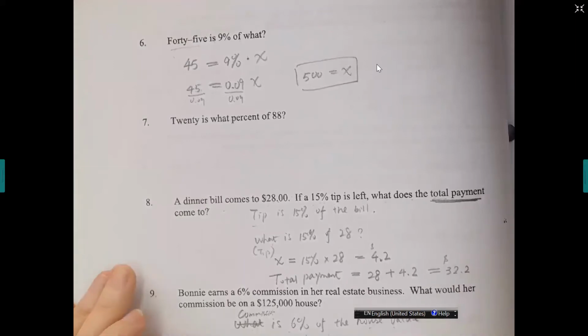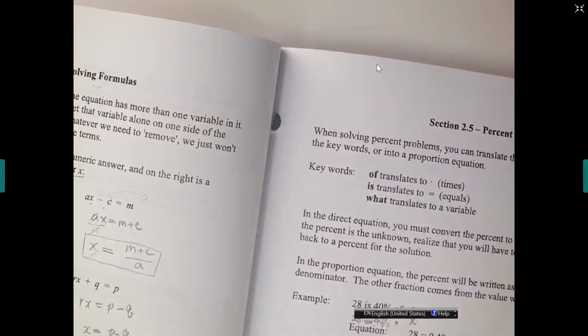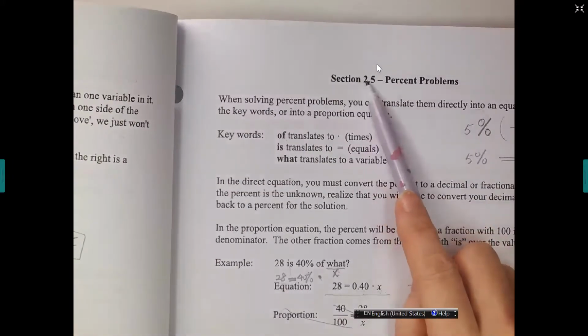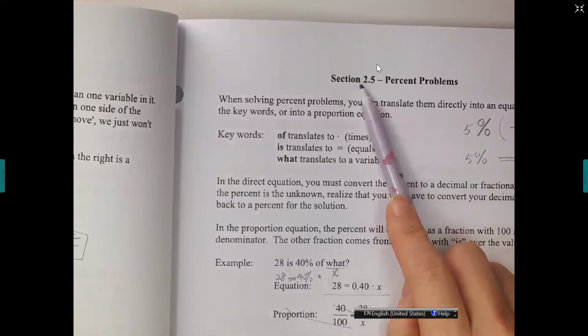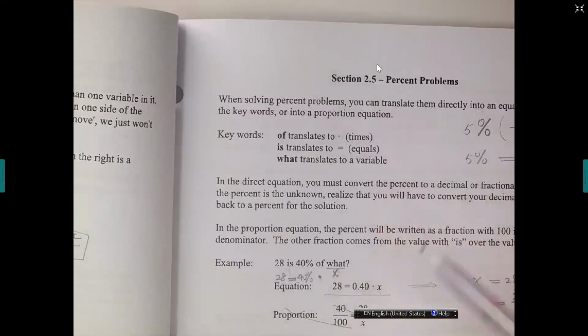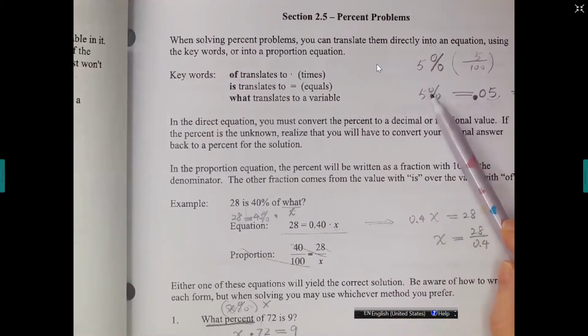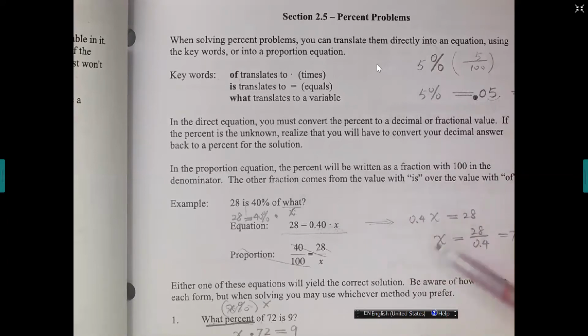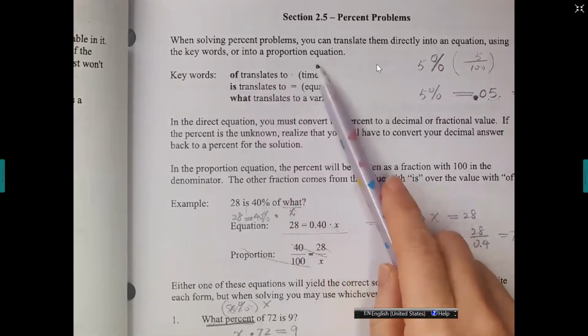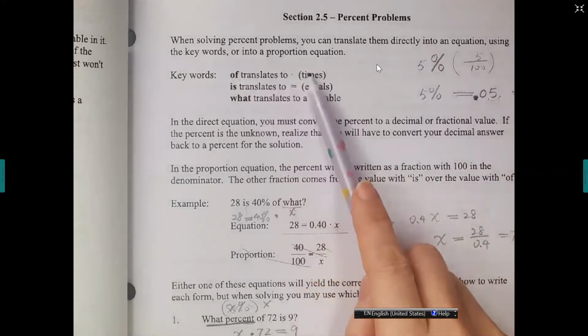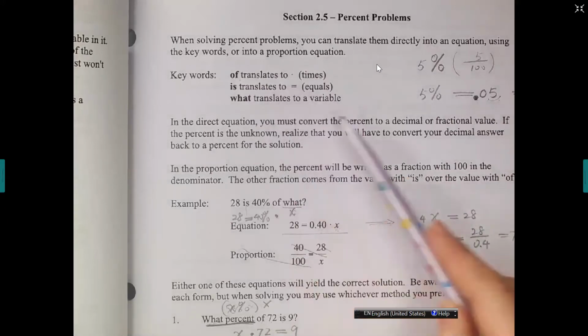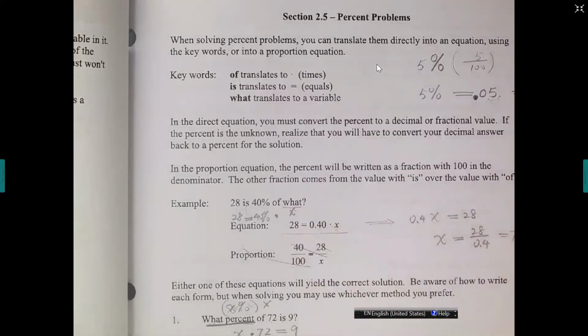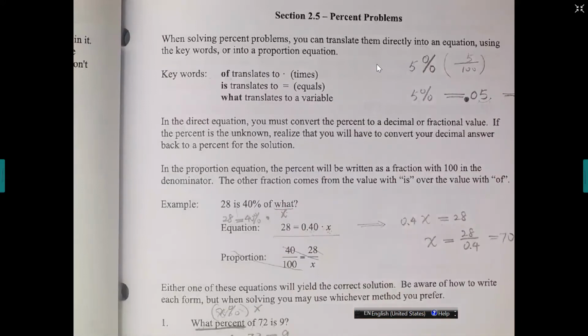All right, this is section 2.5. This is a little bit of a challenge, and I will say section 2.5 is a challenging section in chapter 2. So be careful with the conversion between the percent number and decimal number, two-way conversion, and be able to remember the keywords. Of means times, is equals, what means the unknown. Do the translation, get the equation, then solve the equation, double check the answer, then you're all set. Okay, so that's all for section 2.5.